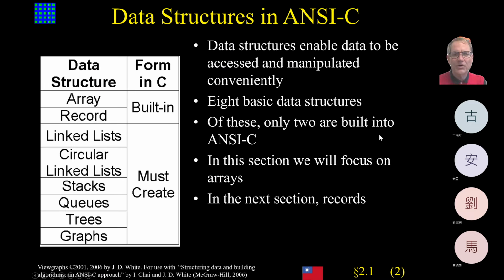So arrays are the first thing we want to do. ANSI C has some data structures built in: arrays and records are built in. All the other common data structures you have to create yourself. Generally, there are 8 ways of structuring data, and only 2 of these are built into C. The other 6 you have to do yourself. You have to make your own data structure, and C allows you to do that, to make your data structures the way you need them to be so that they can be the most efficient.